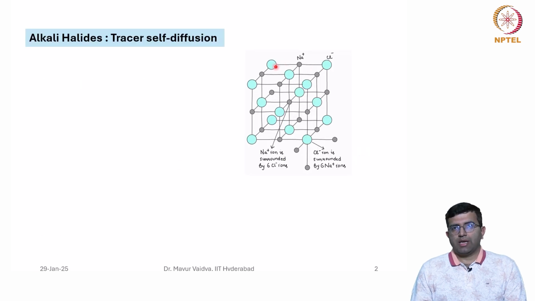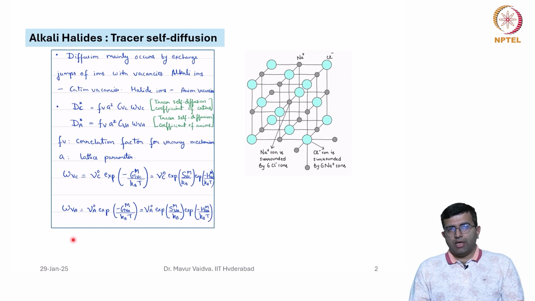So, we know the classic example of alkali halide is NaCl. In the case of alkali halides, the diffusion mainly occurs by the exchange jump of ions with the vacancies, and here the alkali ions move by the cation vacancies and the halide ions move by the anion vacancies.